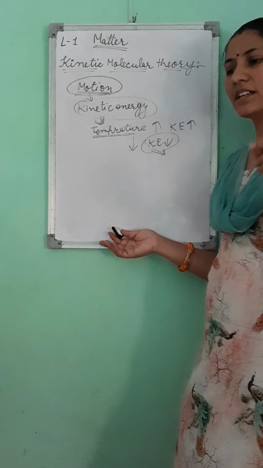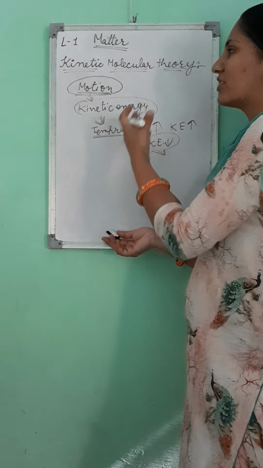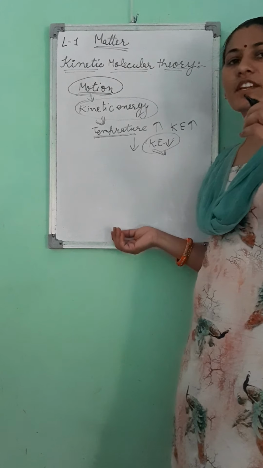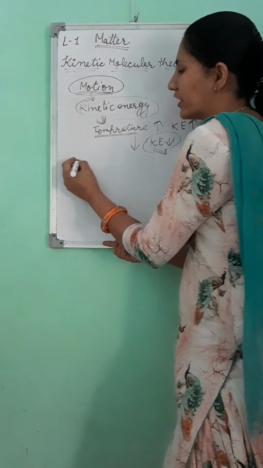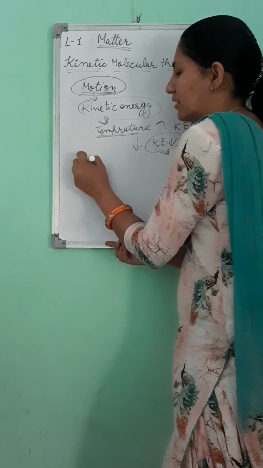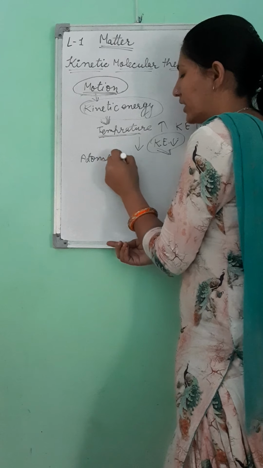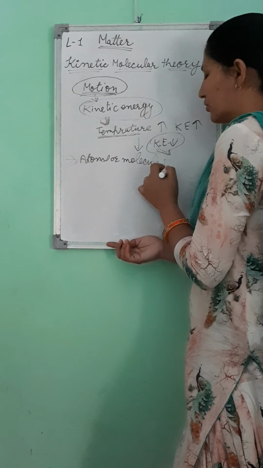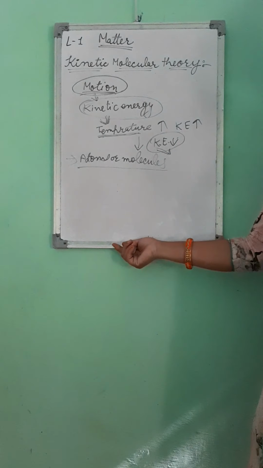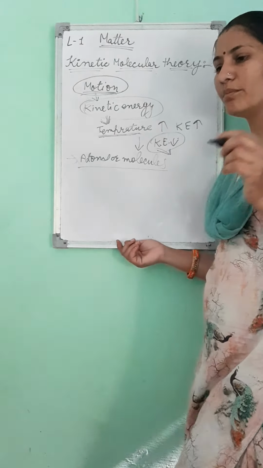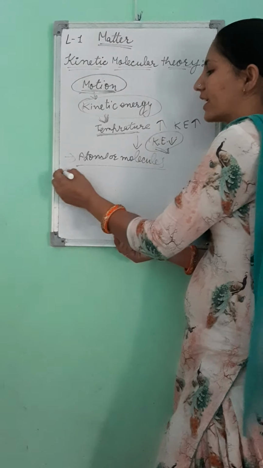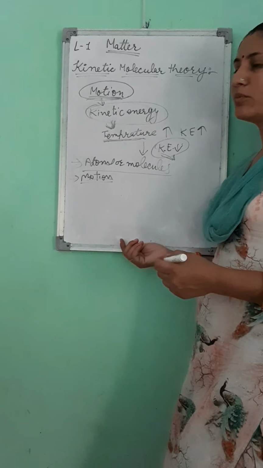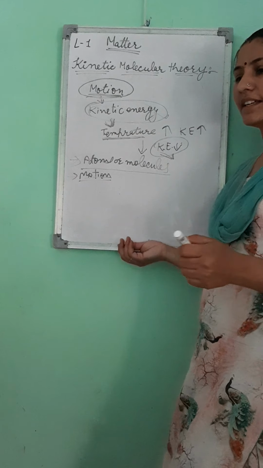Next, what does the kinetic molecular theory say? The kinetic molecular theory says that every substance is made up of tiny particles known as atoms or molecules. These atoms or molecules are continuously and regularly in motion. That regular motion is due to kinetic energy.